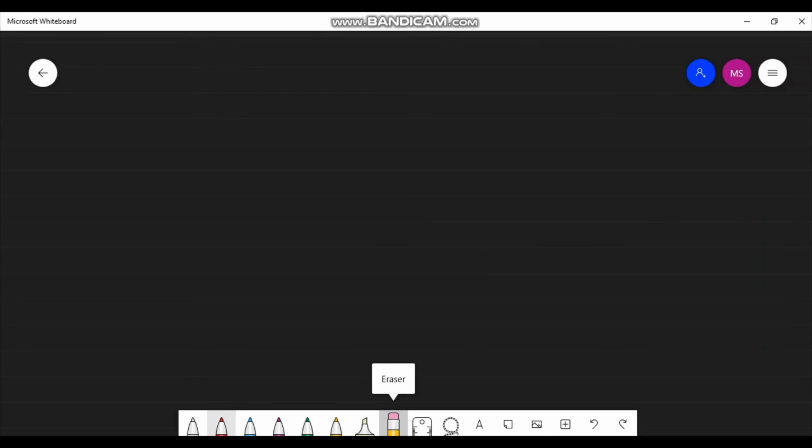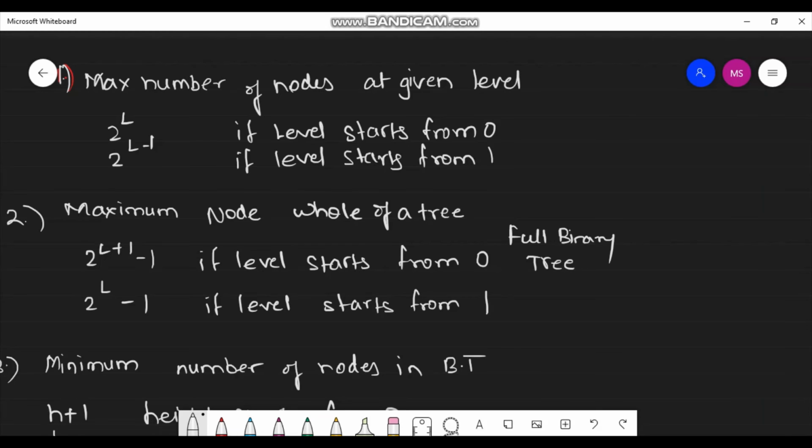so next are the formulas. I will write out these formulas and explain them. So we can see the maximum number of nodes at a given level. For example, if I'm taking this as a binary tree, what is the maximum number of nodes at this particular level? If our level numbering starts with 0, it is just 2 raised to L, the current L.